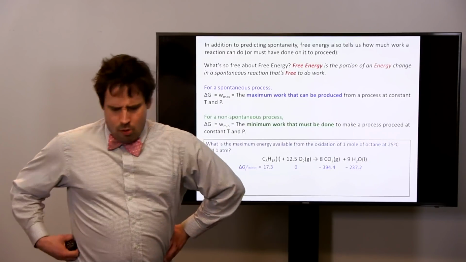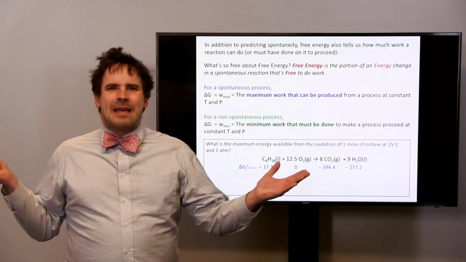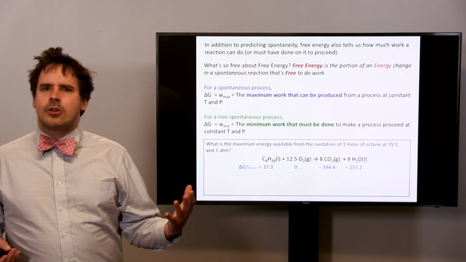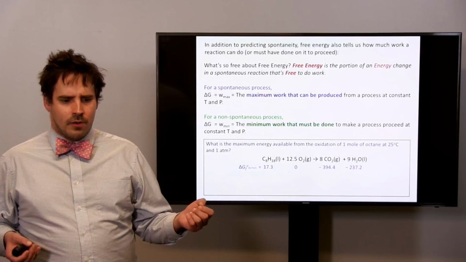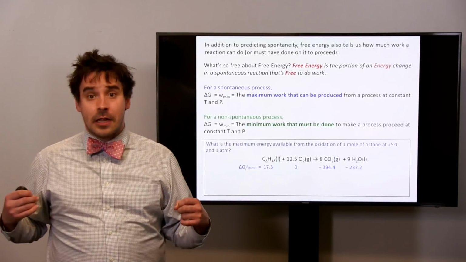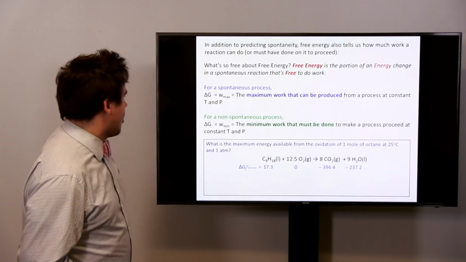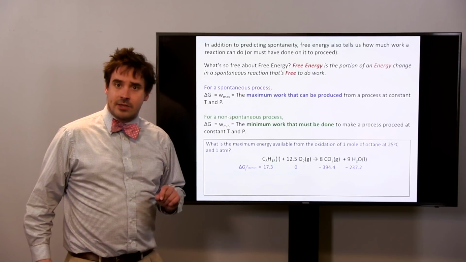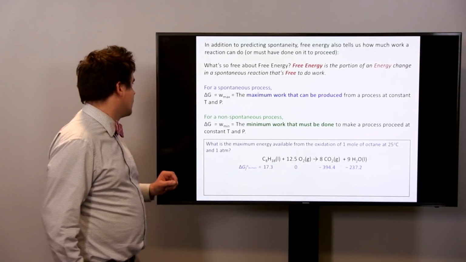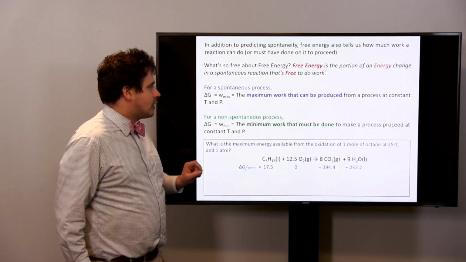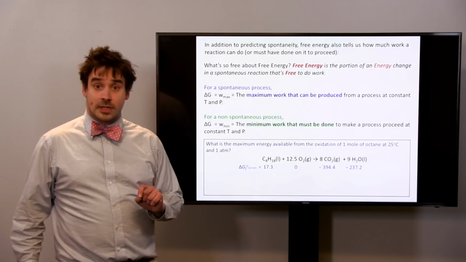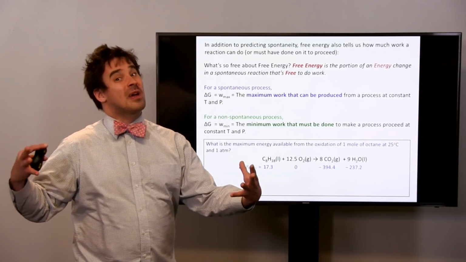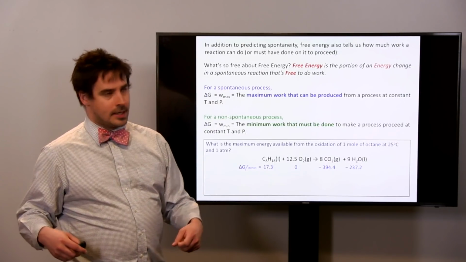Okay, so what's so free about free energy? What does that mean? Well, when free energy was first being looked at, it was considered as the amount of free work available, or free energy available to do work, that is. So, a few key things to point out here. For any spontaneous reaction, that is one that has a negative delta G, delta G is equal to the maximum work that can be produced from the reaction. Okay? So that's the energy output that can be theoretically harnessed to do work. So that's if it's negative.